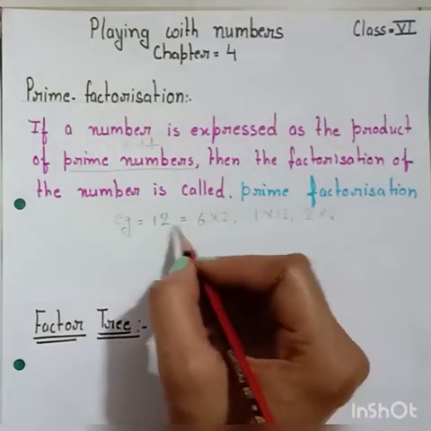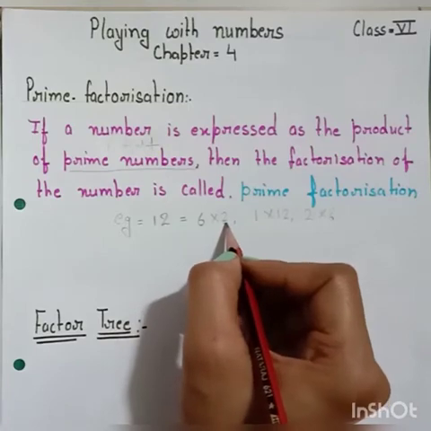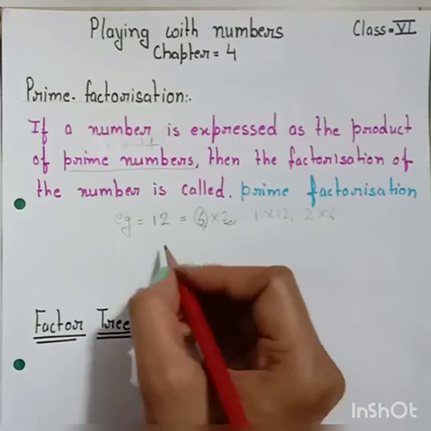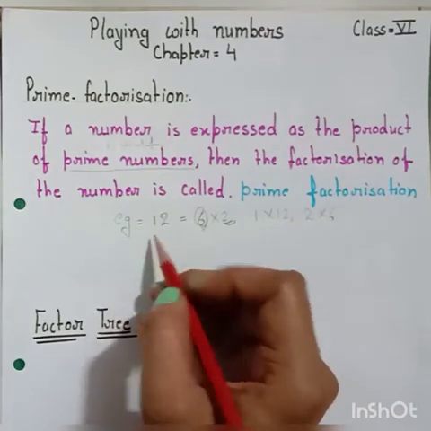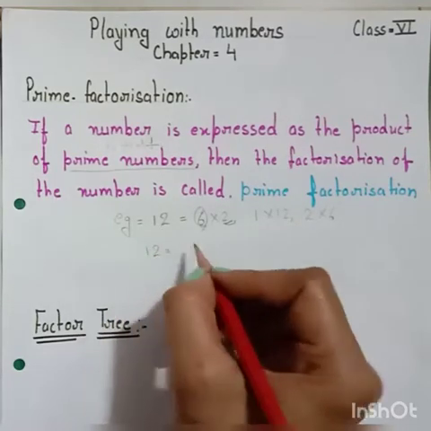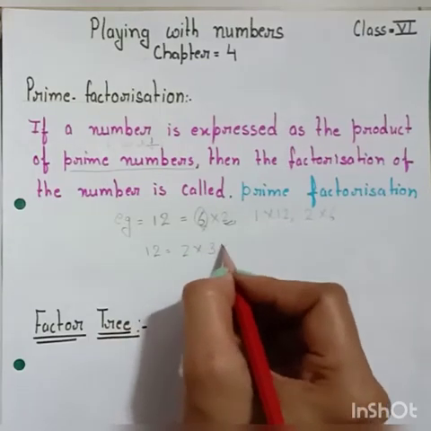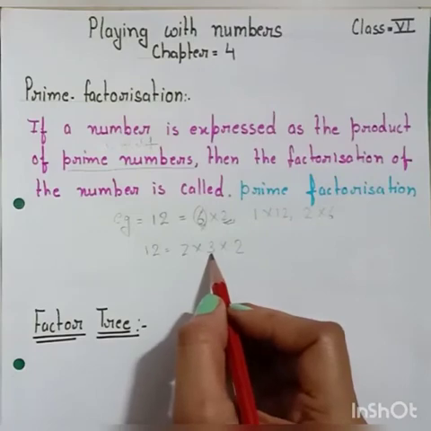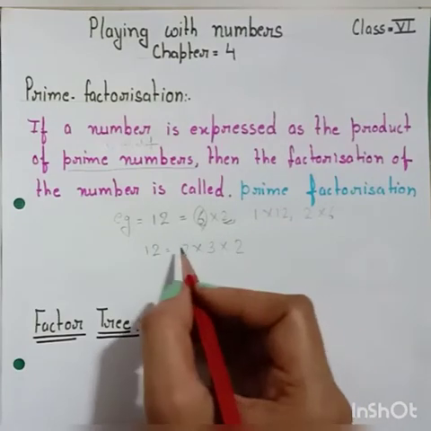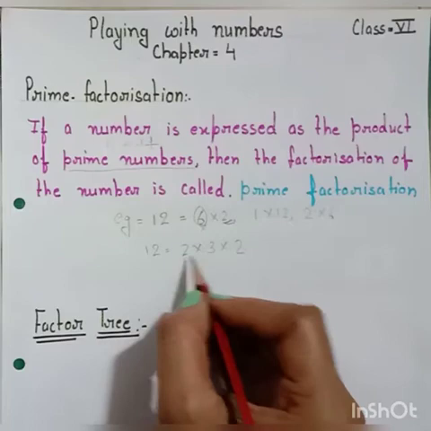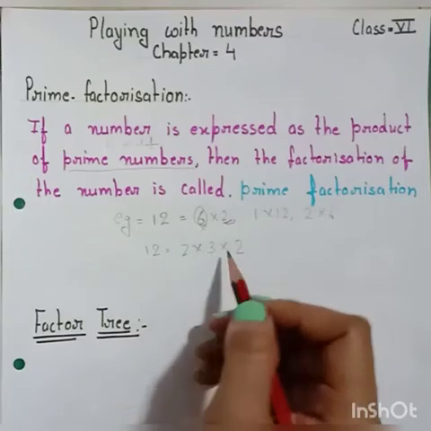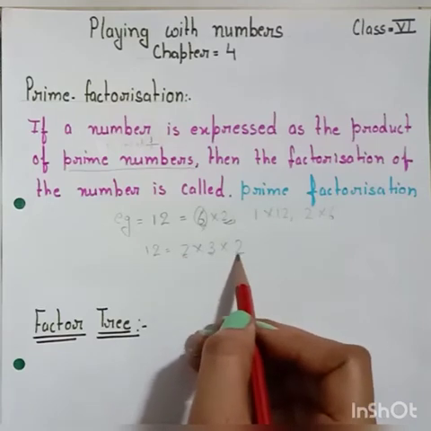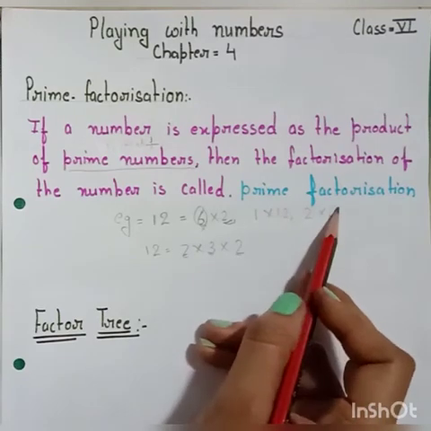So here you can write 12 as 6 into 2, but you can see 2 is a prime number but 6 is not a prime number. So if we have to do prime factorization of 12, I am going to write 2 into 3 into 2. Now 2 threes are 6 and 6 twos are 12, and you can see I have used only prime numbers. So when you do a factorization of a number and all the numbers you use are prime numbers, then it is called a prime factorization.